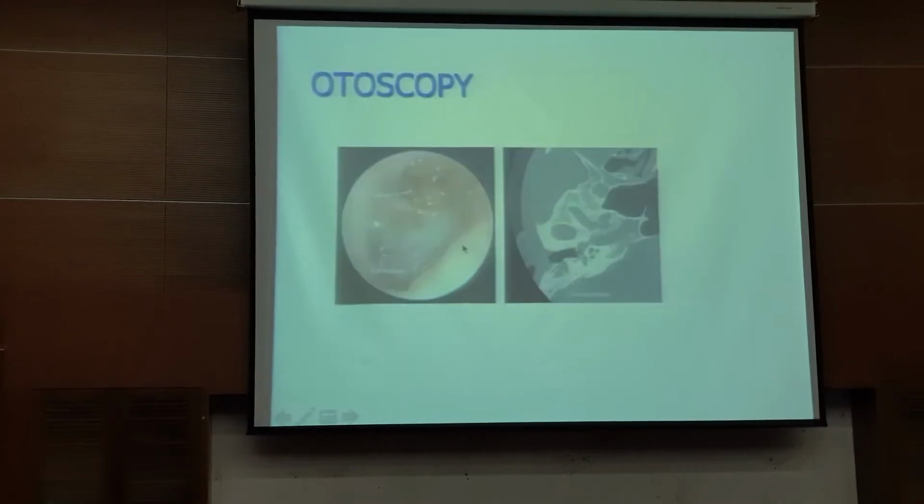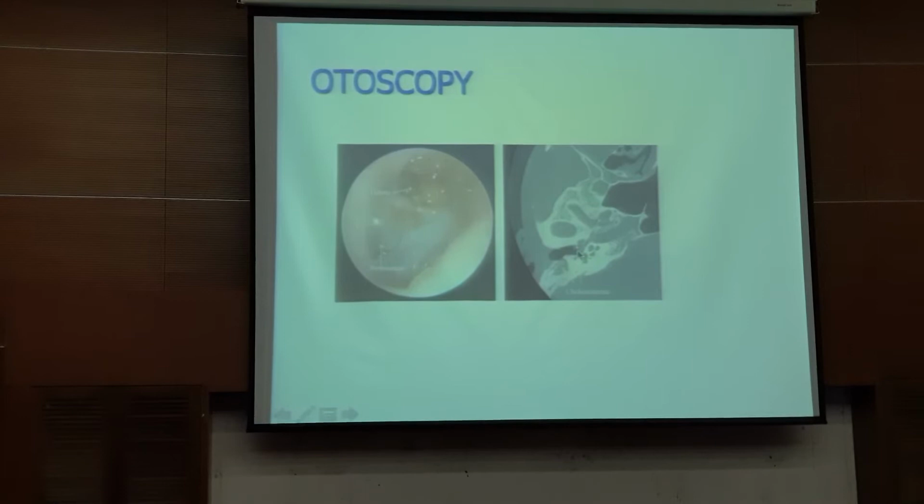When you look at another picture of otoscopy, you can see there is a perforation, there is an attic retraction pocket filled with debris. If you have this debris, you should do a proper ear toilet. When you do a CT scan, you can see there is a soft tissue density inside the mesotympanum. I hope that my students are able to differentiate between the epitympanum and the mesotympanum.